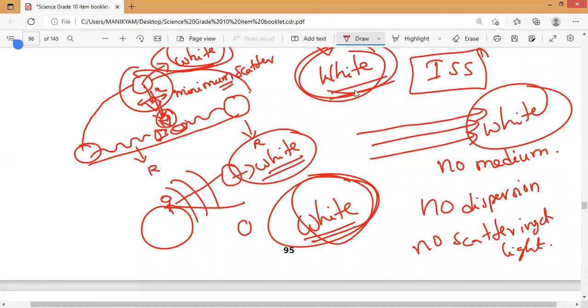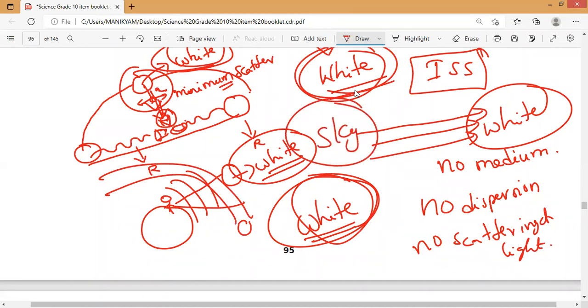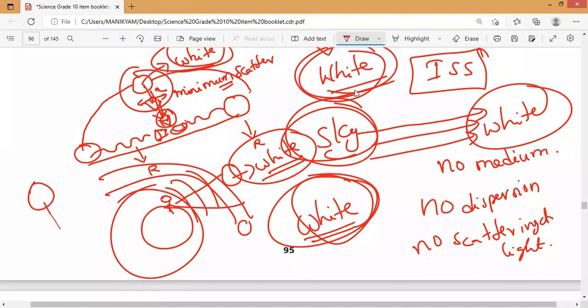Do you understand, everybody? The sun is not visible in dark. If there is no atmosphere, the sky appears to be dark. Why, guys? Because the sky is not a source of light. If I am in space, the Earth appears to be dark. Why? Because the Earth is not a luminous object. It is reflecting the sunlight.